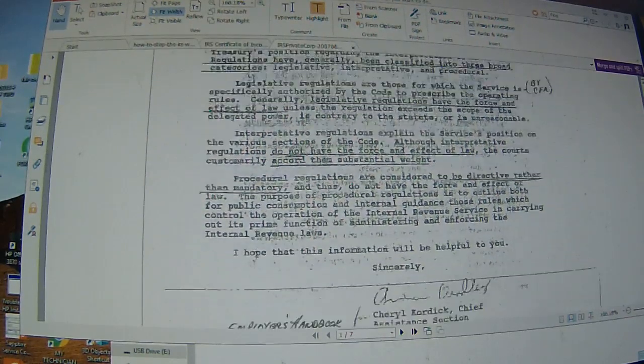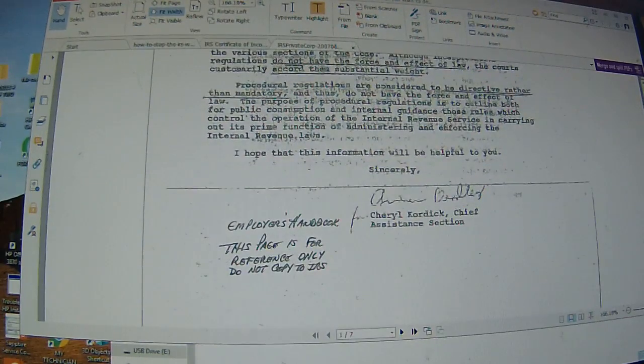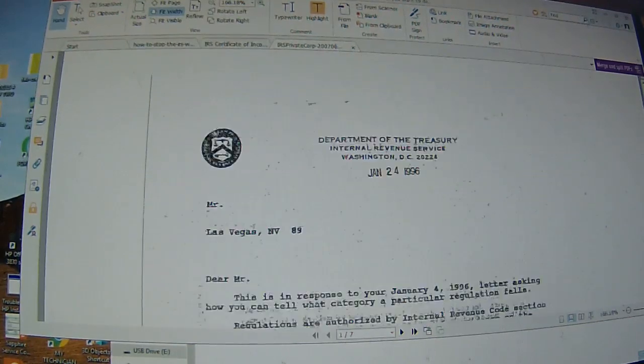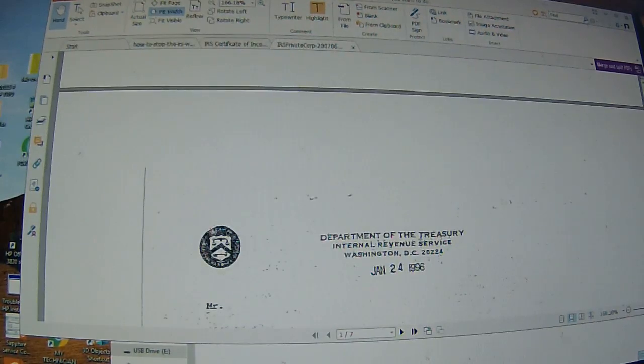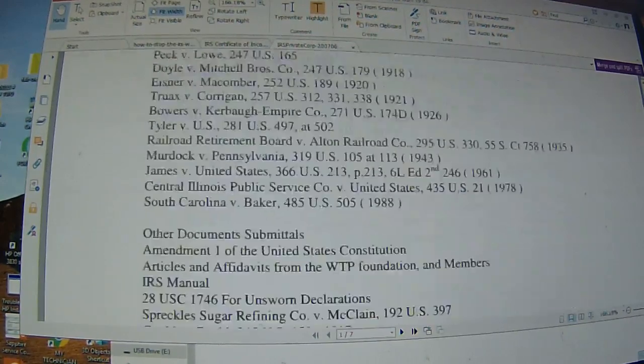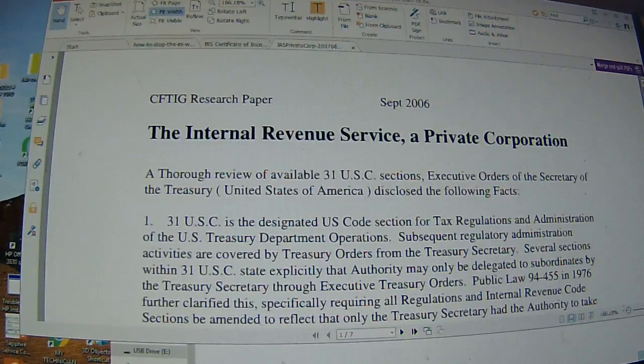Okay, this is interesting here. I hope that this information will be helpful to you, sincerely. I got to get down and read this right here. Okay, but the Department of the Treasury, Internal Revenue Service, Washington, D.C. Oh, okay, so we're not. All right, let's move on, y'all.